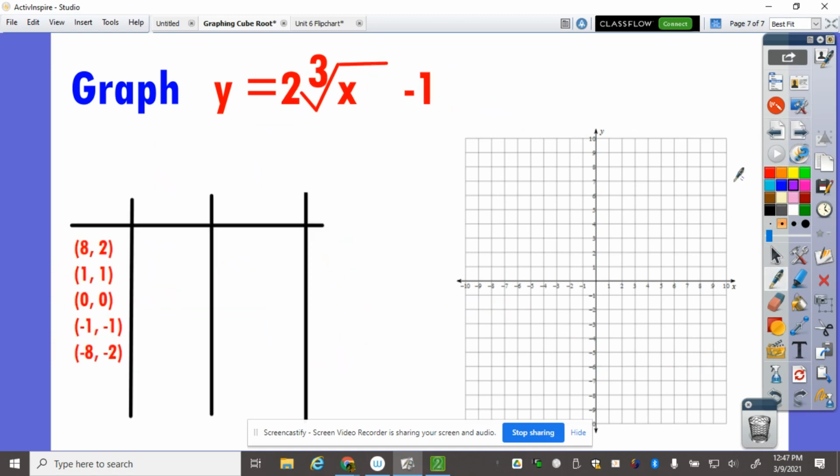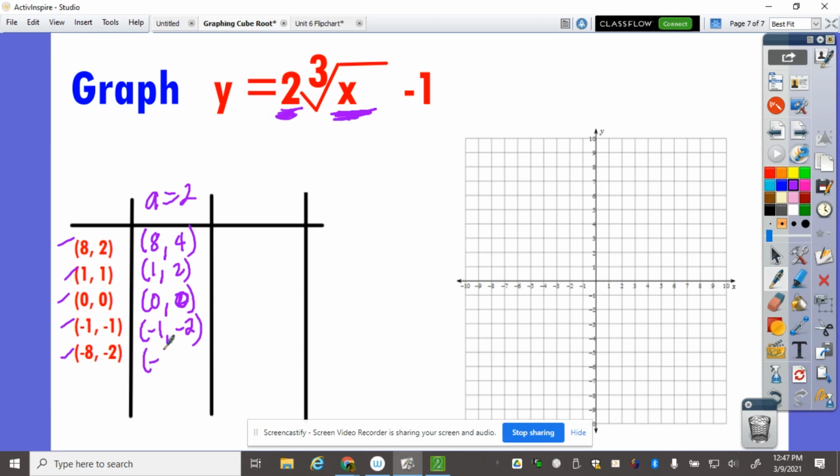Next, what if we have y equals 2 times the cube root of x, minus 1. Again, we start with the 5 basic points. There's no horizontal translation here, so we'll just multiply by 2. The multiplier is 2, so we multiply the y value by 2. This becomes (8, 4), (1, 2), (0, 0), (-1, -2), and (-8, -4), because you multiply the y value by 2.